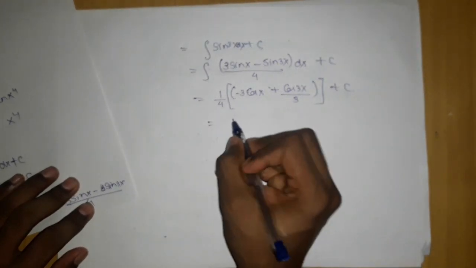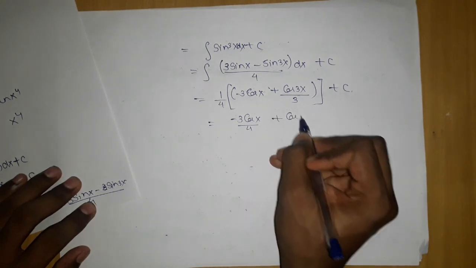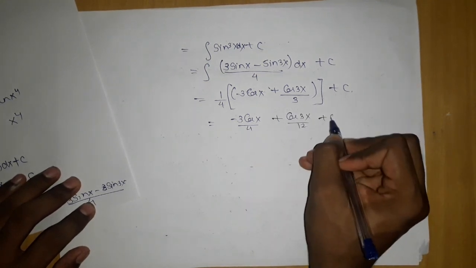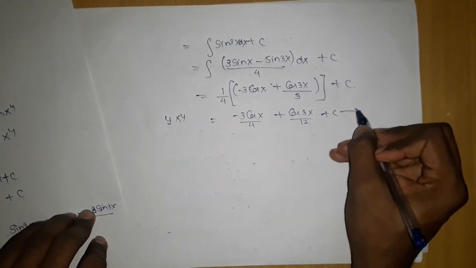So if you want to get the final answer, it is minus 3 cos x by 4 plus cos 3x by 12 plus c, and on the left side it will be y x power 4. So this is our answer.